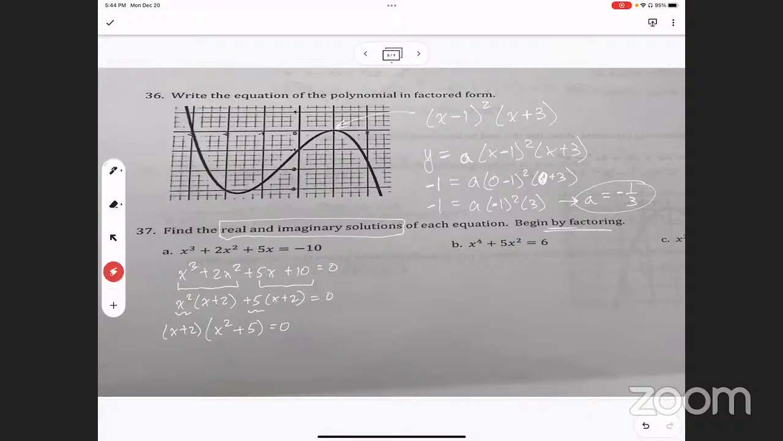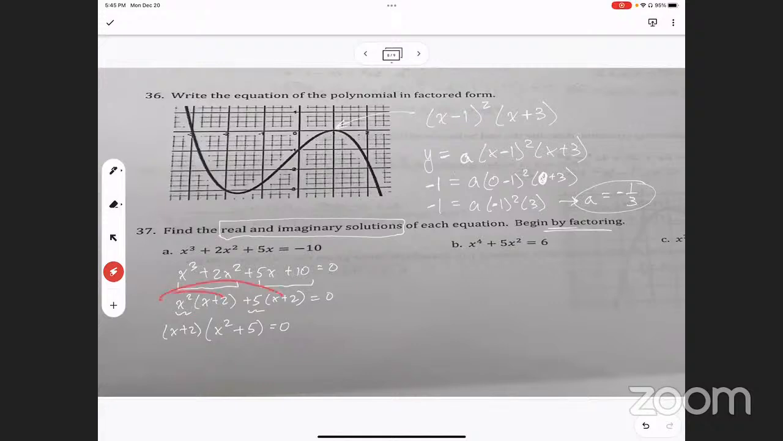Sure. This is just factoring by grouping. I grouped the first 2 terms, and I factored an x squared out, and I had an x plus 2 left in here. Then I grouped the last 2 terms. I took a 5 out. If I take a 5 out of here, I have an x left. If I take a 5 out of here, I have a 2 left. So now I have an x plus 2 and an x plus 2. See how I've got the same factor here and here? So I'm factoring that out.